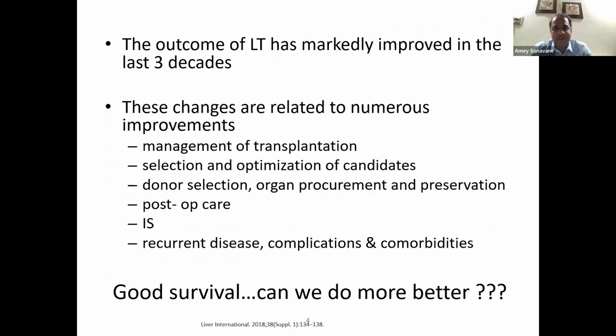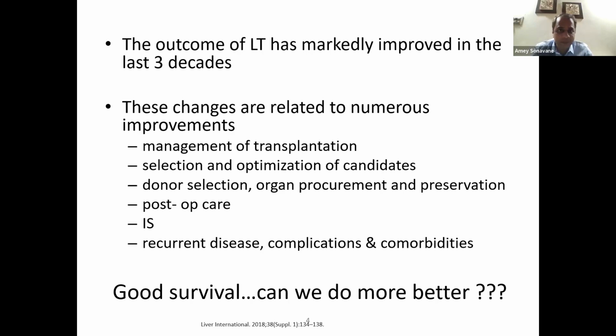So the outcomes of transplant have markedly improved over the last 3 decades, and predominantly why this has happened is because management of transplantation has become better. There is better selection and optimization of candidates. The donor selection, the organ procurement has become better, organ preservation has become better. Post-operative care is now state of the art. We have newer and better drugs in terms of immunosuppression, and we now can recognize recurrence of disease quickly and treat complications and comorbidities in a better fashion. And that has improved the post-transplant survival.